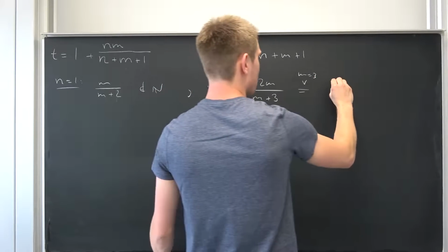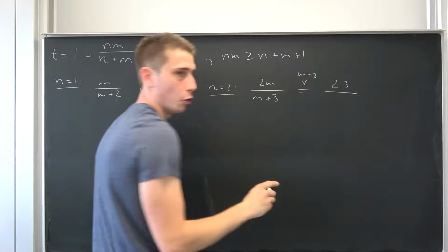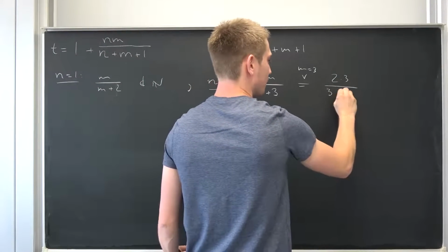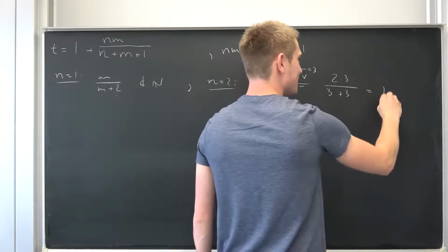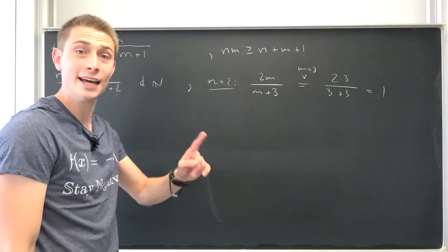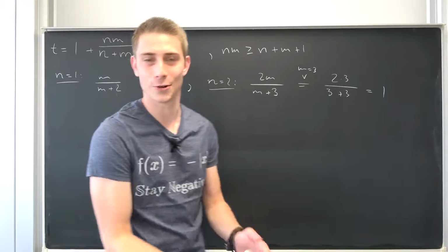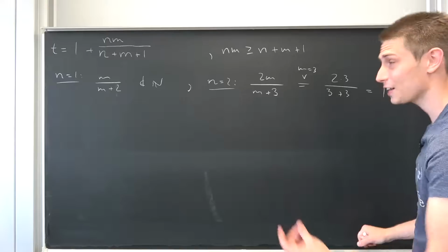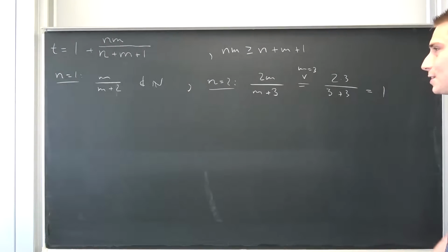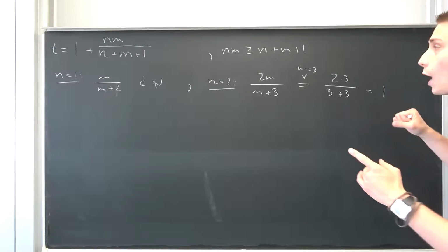We would get that we have 2 times 3 over 3 plus 3, which is 6 over 6, which is nothing other than 1. This does work out. We have found a solution, hooray. This is the point of the video. We want to find nice and positive integer solutions. Okay, 1. This is good.